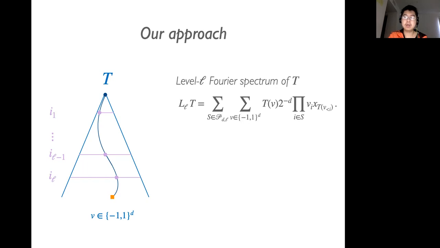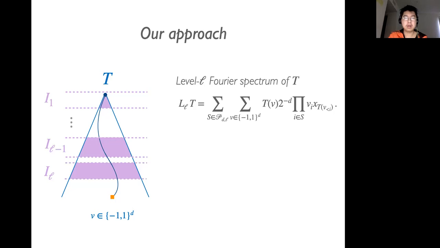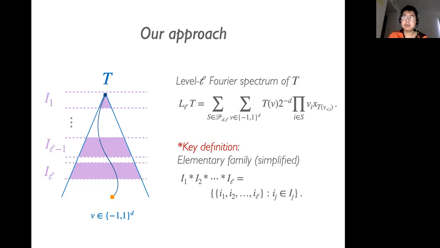Next, we want to focus on a special family of subsets of L layers, which we refer to as the elementary family. In more detail, here we take I1, the consecutive layers of the tree, and then I2, I3, till IL. So these are consecutive but disjoint layers of our tree, and we sometimes call I1, I2, ..., IL intervals. The elementary family with respect to these intervals is the set of all subsets of L layers that contain exactly one layer from each interval.